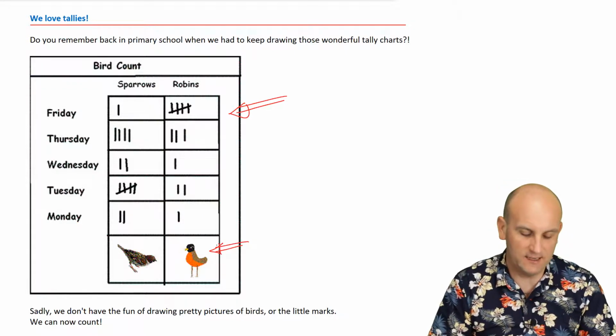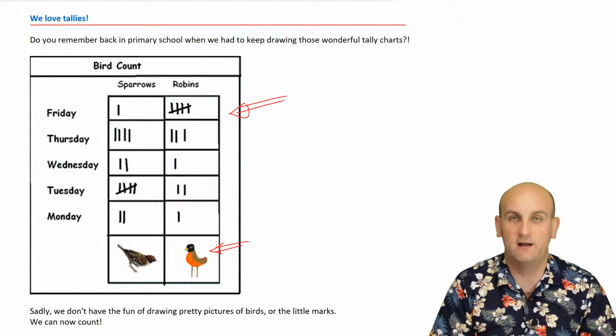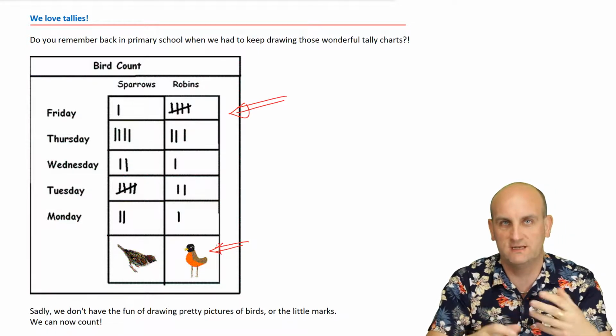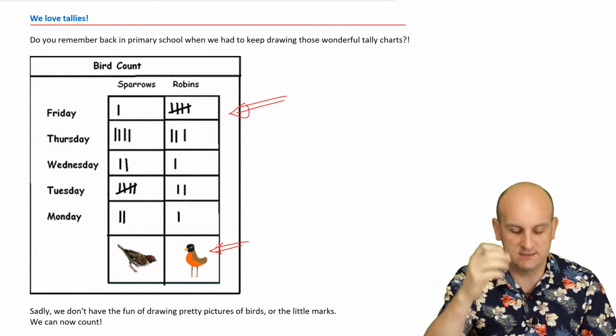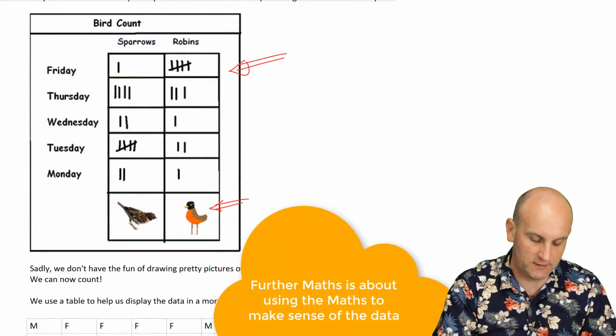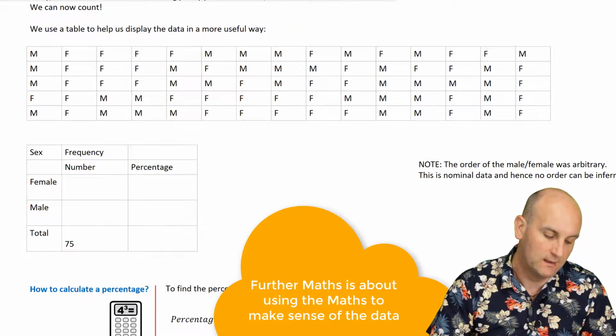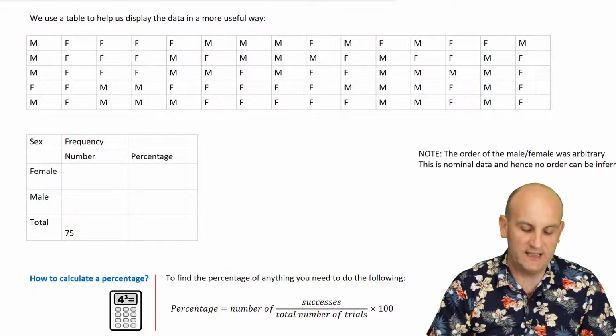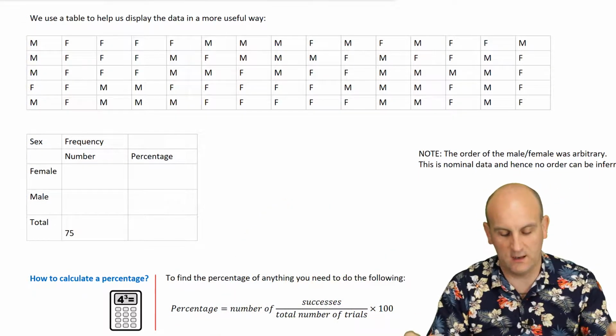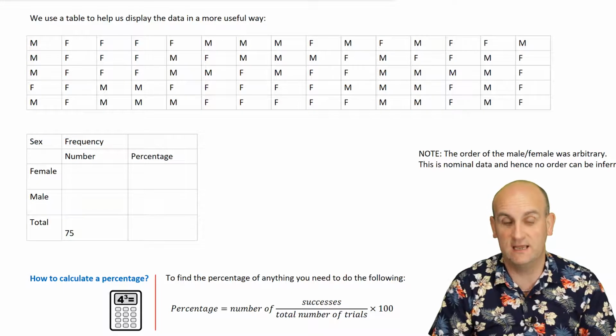My brain's already telling me that I've got 5 robins against 1 sparrow on a Friday. I'm already trying to make sense rather than this list of robin, sparrow, robin, sparrow, robin, sparrow. So going back to my data, if I can use a table to display that data in a more useful way, then life is good. And this is called a frequency table.